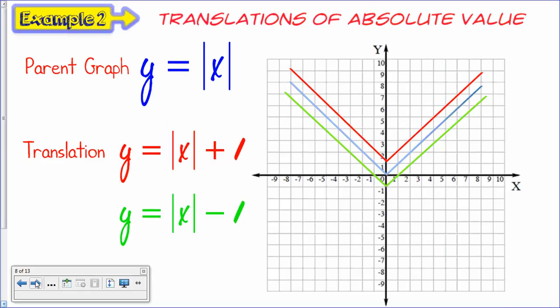If it's outside of the absolute value, then it shifts what? Up or down. If it's outside, it's a +1, it's going to shift it up 1. If it's a -1, then it shifts it down 1. What's my slope still? 1 over 1. Does everybody see that?